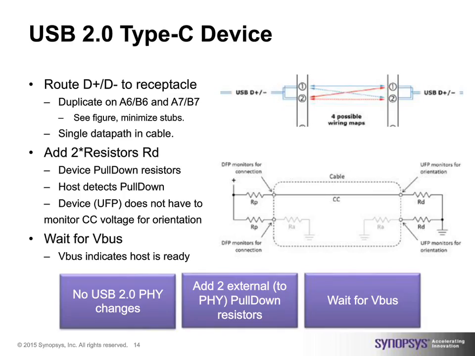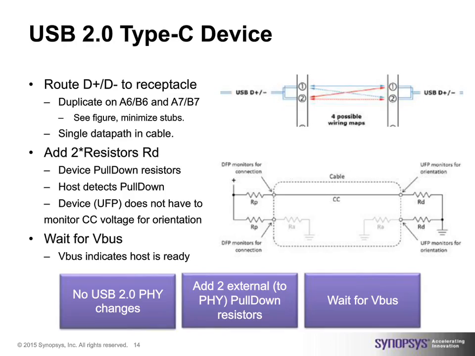The mechanical conversion, which means fitting a Type C connector instead of a micro B. That's easy. And we've actually done that on a couple of products. And yeah, that's simple. And the rest, the electrical, is actually quite simple too.